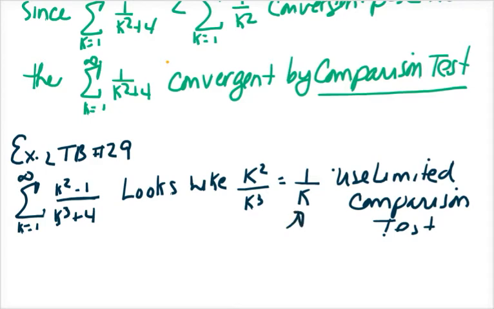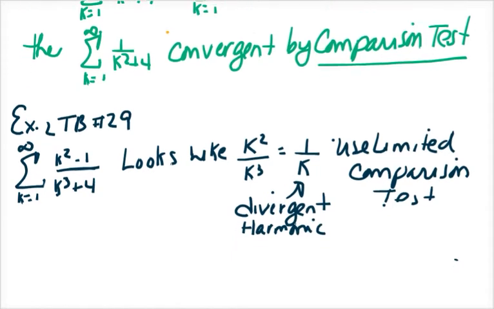Okay, and this is, of course, the divergent harmonic. There's only a handful of known series that you know at this point. Right, the harmonic being one of them. And of course, that's just a special case of the p series.